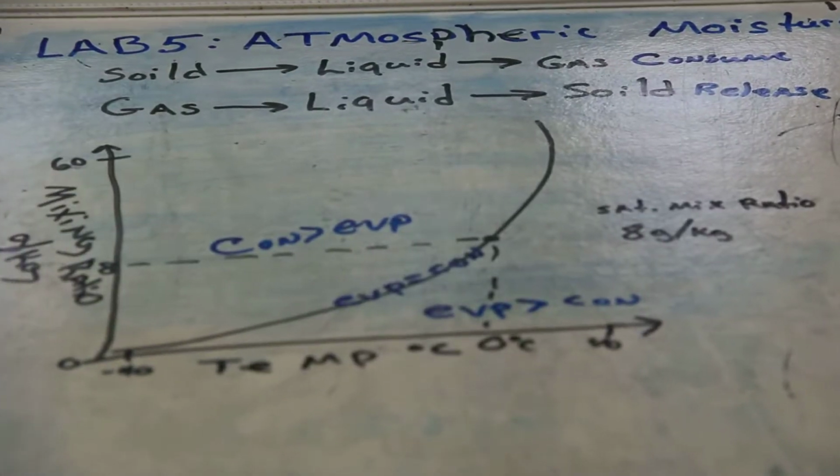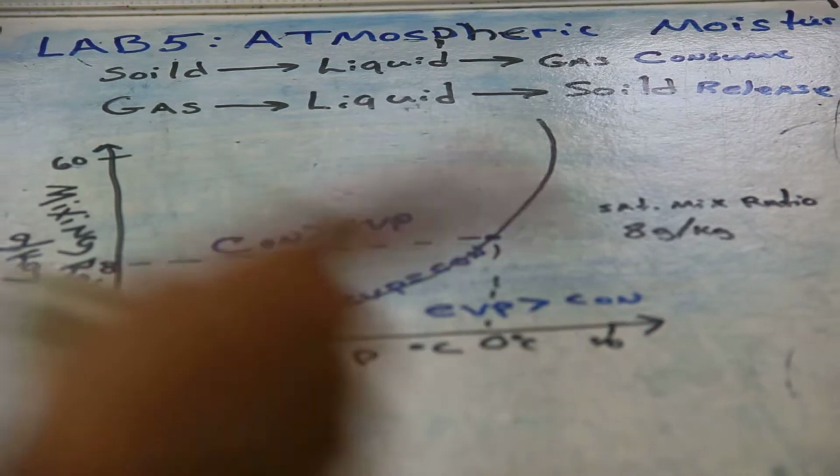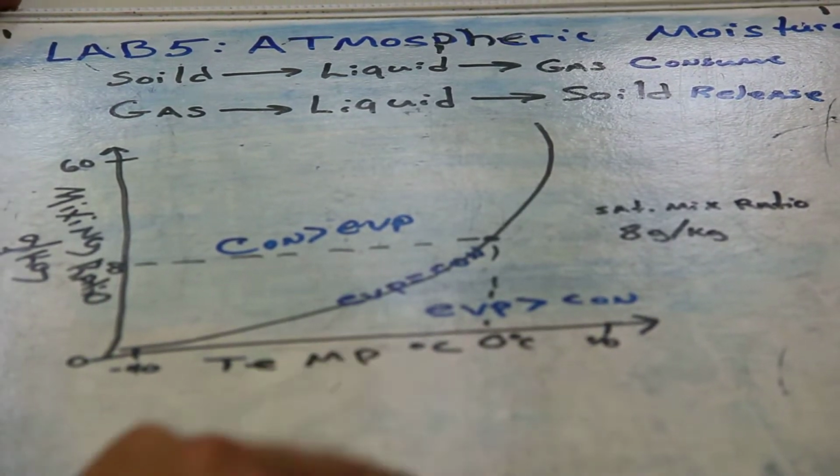All right, now we're going to talk about using a saturation mixing ratio into an equation to find relative humidity.